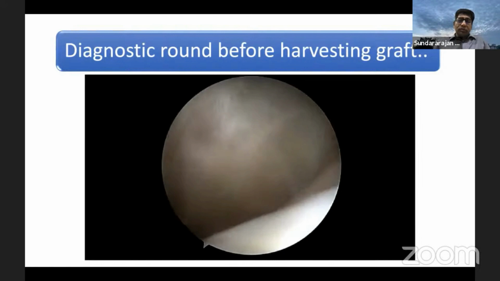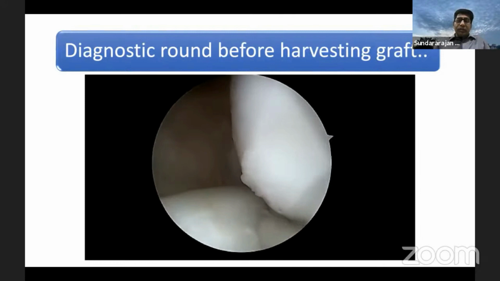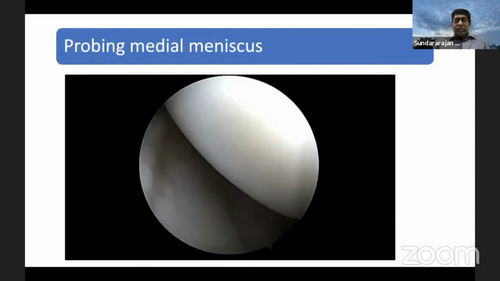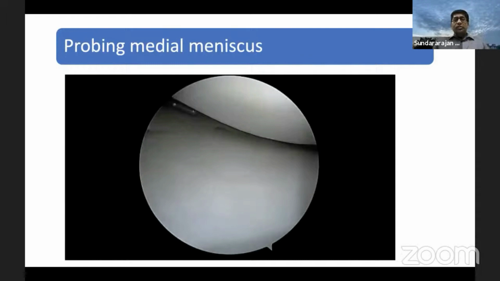Still, you can see the periphery of the medial meniscus and the medial gutter. Then slide your scope to the notch. Then you examine your ACL. Once you come to the ACL side, then you do the medial and the lateral side. On the medial side, you open up and probe the medial meniscus, because many times the meniscal tear, if you probe it, you can find it.